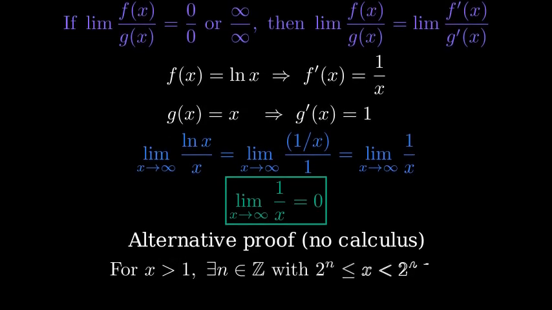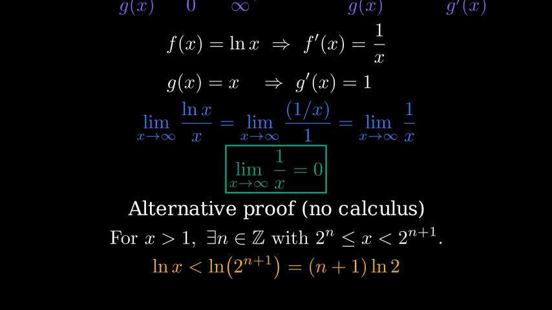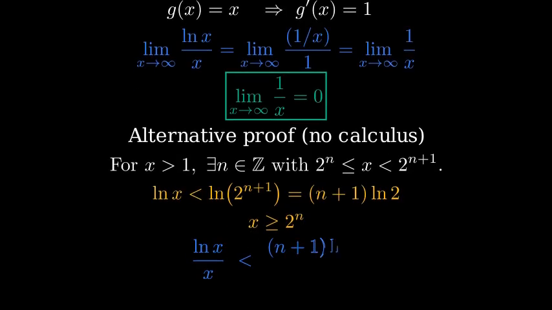First, for x greater than 1, choose an integer n such that 2 to the n is less than or equal to x, and x is strictly less than 2 to the n plus 1. Then the natural log of x is strictly less than the natural log of 2 to the n plus 1, which equals n plus 1 times the natural log of 2. Meanwhile, x is at least 2 to the n. Putting these together, the ratio ln of x over x is less than n plus 1 times the natural log of 2, all over 2 to the n.